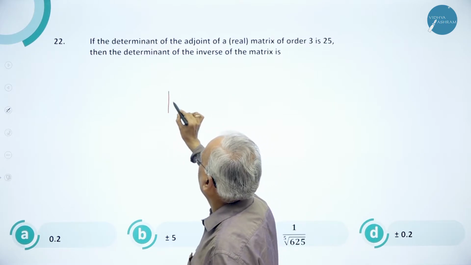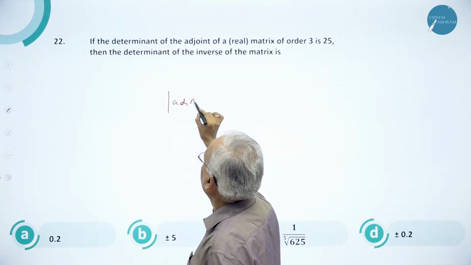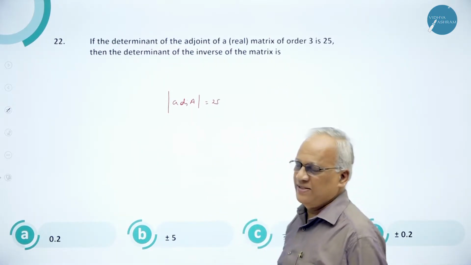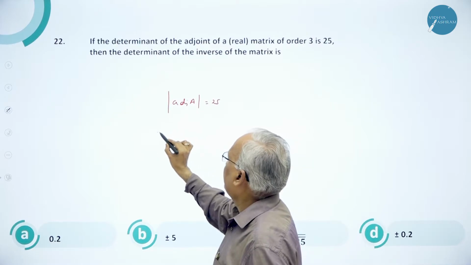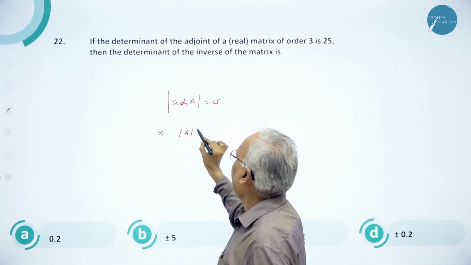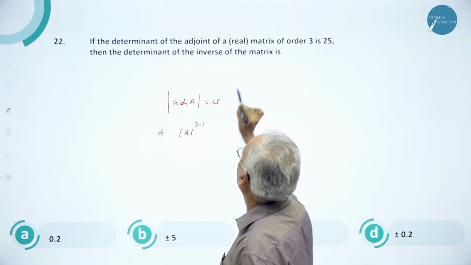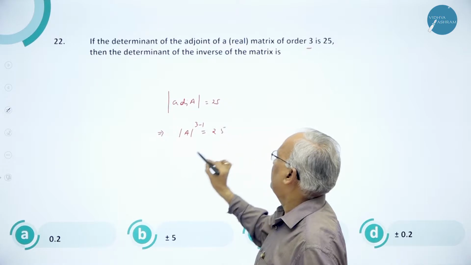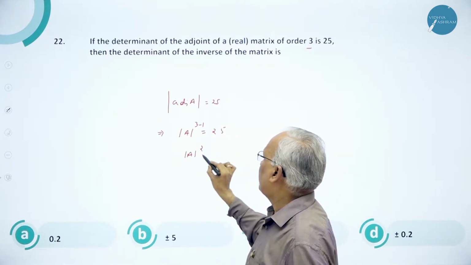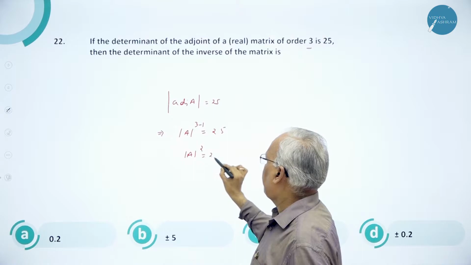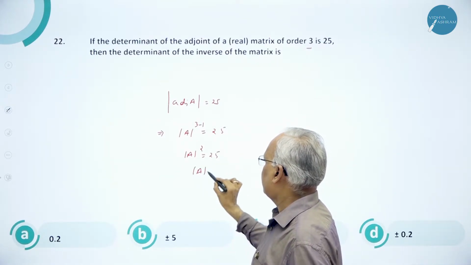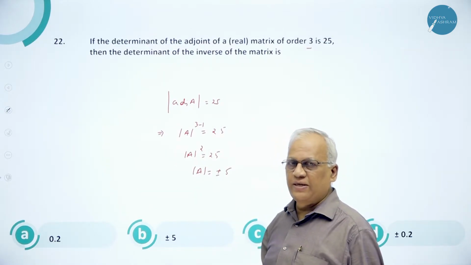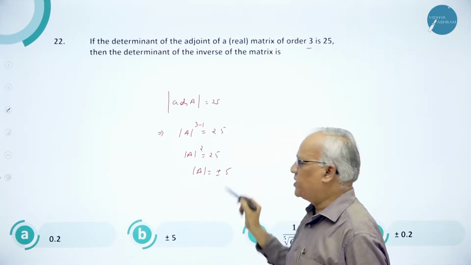So, the determinant of adjoint of the matrix A is given to be 25. Then the determinant of the inverse of the matrix is, see here, determinant of adjoint A is determinant A to the power n minus 1, that is 3 minus 1, because the order of the matrix is 3 by 3, is equal to 25 given. Therefore, determinant A whole squared is equal to 25. So, what is determinant A? Plus or minus 5. Determinant can be negative or positive, you know. So, it is plus or minus 5.